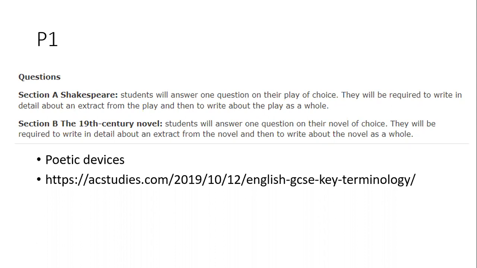All right, so this is paper one, and it is divided into section A and B, Shakespeare and the 19th century novel, in which Shakespeare's Romeo and Juliet would be discussed in great detail, and all the questions pertaining to it, as well as a 19th century novel. I would be giving more notes and detailed discussions on Jane Eyre, right?